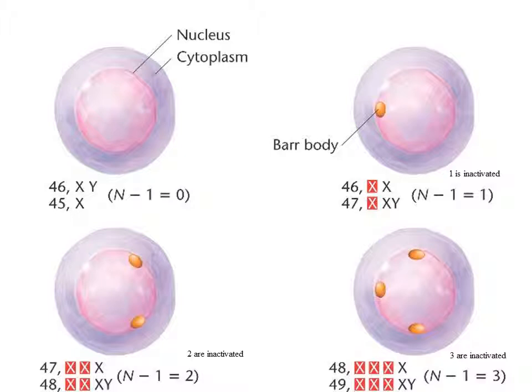If we move to the top right, that individual has 46 chromosomes, and the two sex chromosomes are both X's. One of those X's will be inactivated. It will condense and form a Barr body. Under that person is a male. It's a male because he has a Y chromosome, but he has Klinefelter's disorder, and he has two X's. One of those X's will be inactivated, and he will have a Barr body.